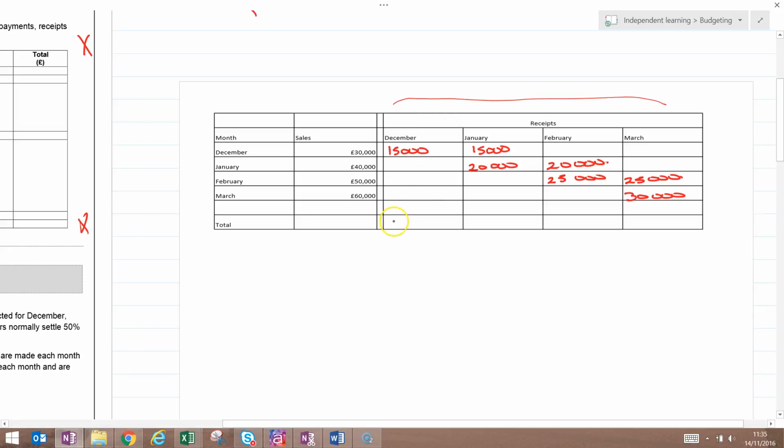So total amount of money received in December, £15,000. In January, 35,000. In February, 45,000. And finally in March, 55,000. So we have the figures to put into our cash budget. So let's have a look at the cash budget.